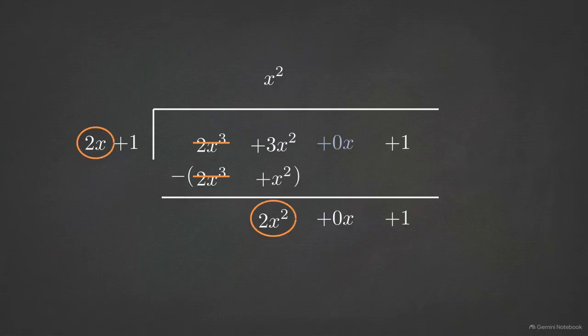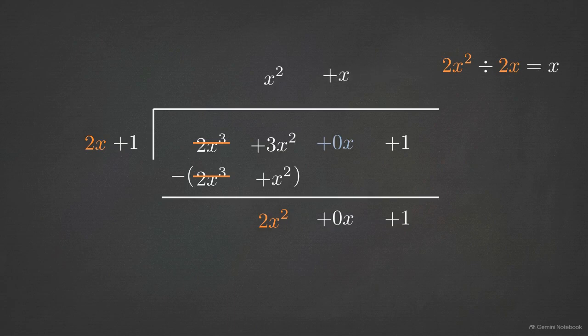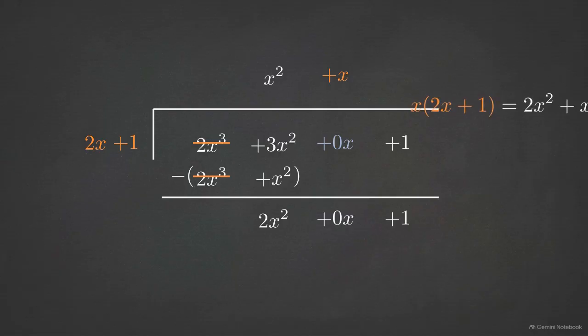Because the degree of 2x squared is still higher than the degree of our divisor, the algorithm requires us to run the loop again. We restart the sequence by comparing our new leading term to the divisor's leading term. 2x squared divided by 2x is x. We add x to our quotient at the top of the bracket. Again, we multiply this new term by the divisor. x times 2x plus 1 results in 2x squared plus x.